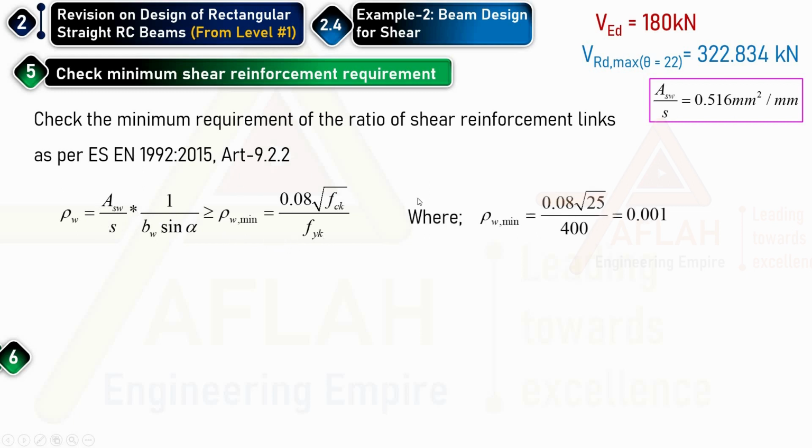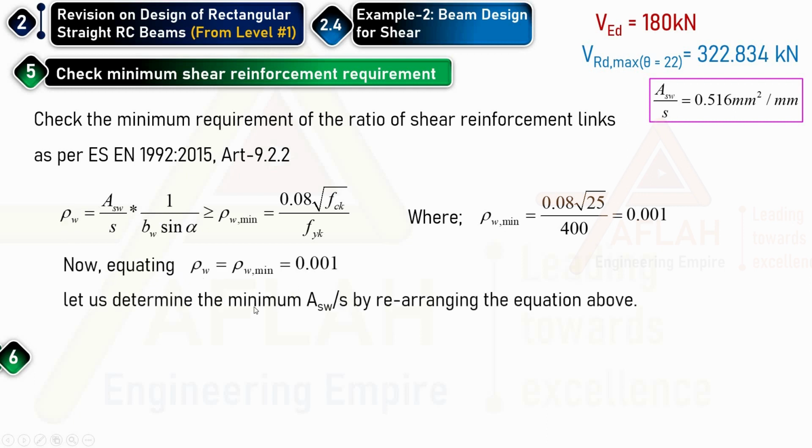To deal with this one, let's substitute this FCK and FYK, everything 0.001. Now this will be minimum if this will be minimum, okay? Now this minimum ASW by S is found by making this equal to rho minimum. Now this means ASW by S is calculated if I substitute this times this divided by 1, okay?